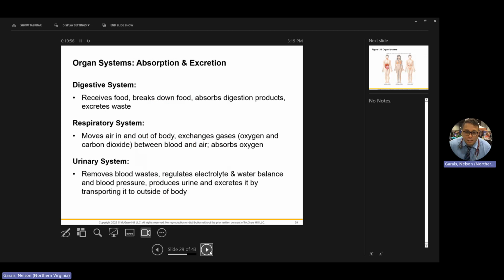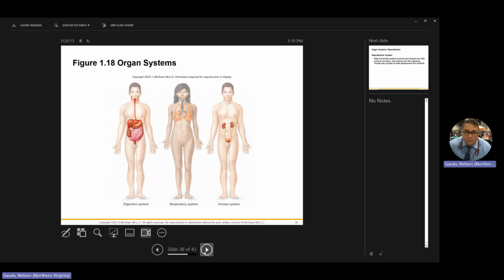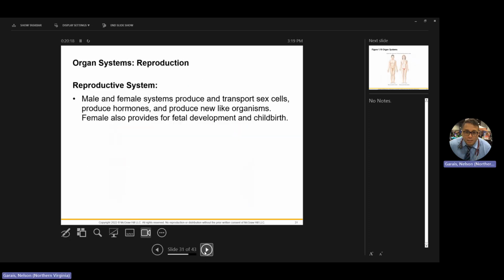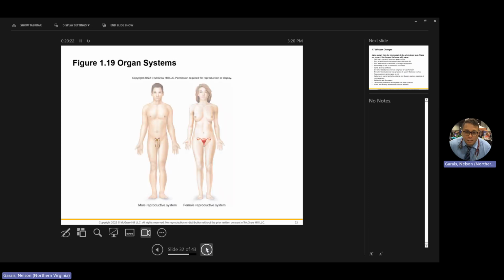Digestive, of course, self-explanatory. Respiratory, remember gas exchange is always between oxygen and carbon dioxide. And the urinary system, I want you to think excretion. And excretion of what? Water. And it's going to mess with blood pressure but more details to come. Just think urinary, excretion, a lot of it water. Reproductive system, of course, male and female sex systems. Nice to know.